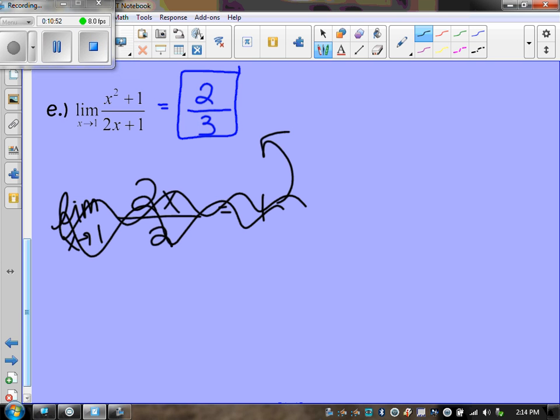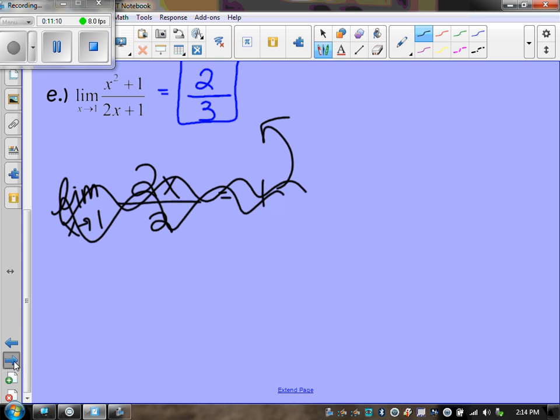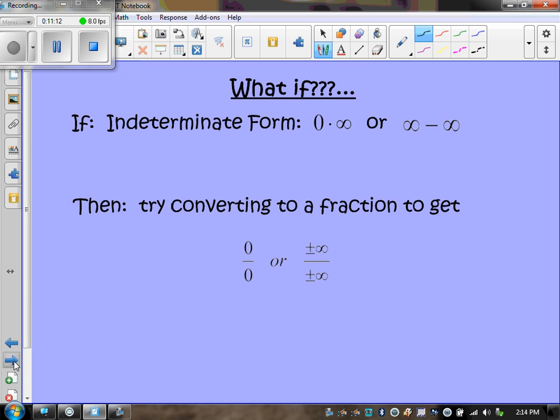L'Hopital's rule only works if your direct substitution gets you an indeterminate form, 0 over 0 or infinity over infinity. Okay? So please, please, please always do direct substitution first. Then if it doesn't work, then you can do L'Hopital's rule. Okay? So the answer for this one is 2/3, not 1. Okay? All right. So some other indeterminate forms is 0 times infinity.